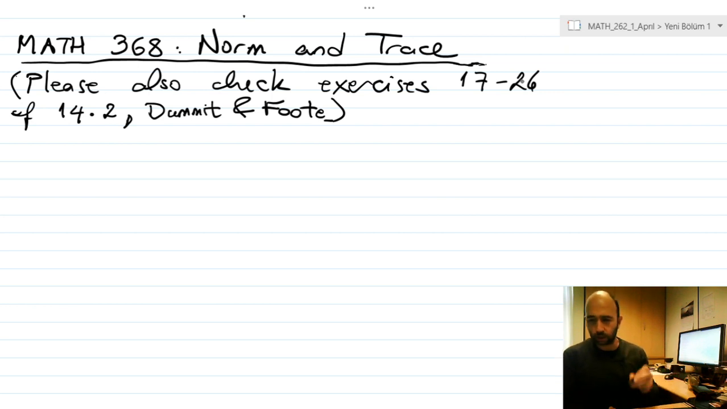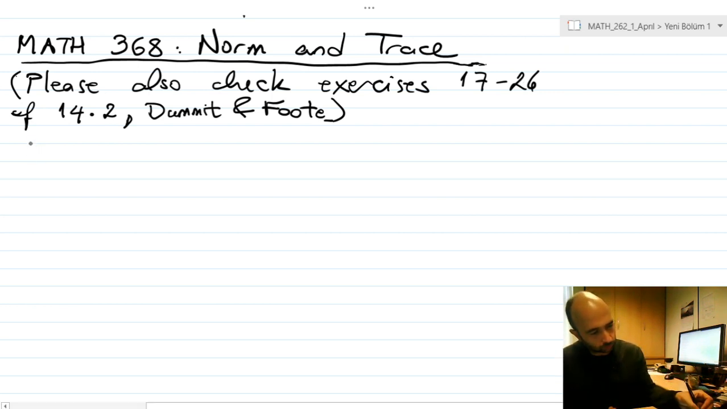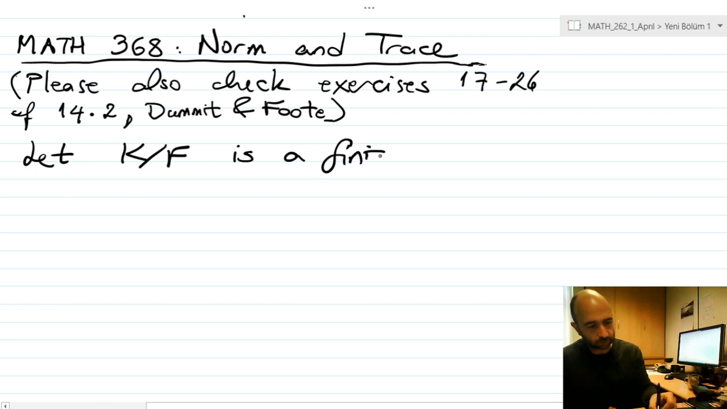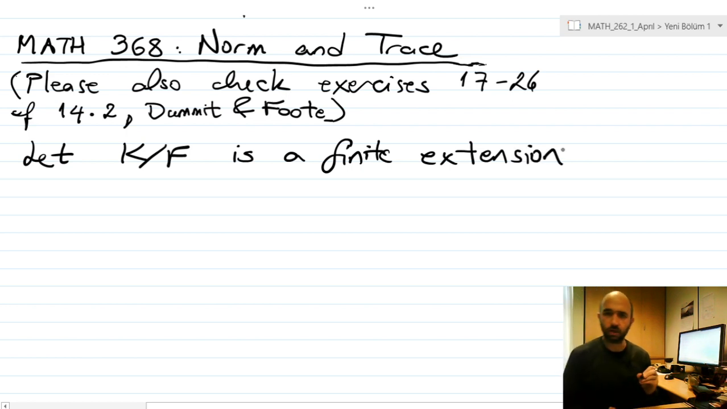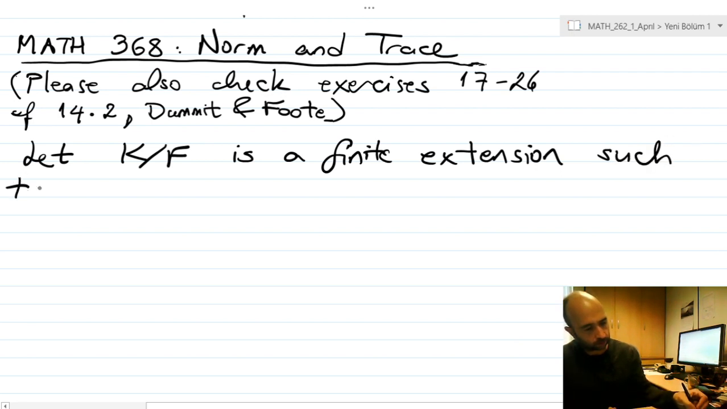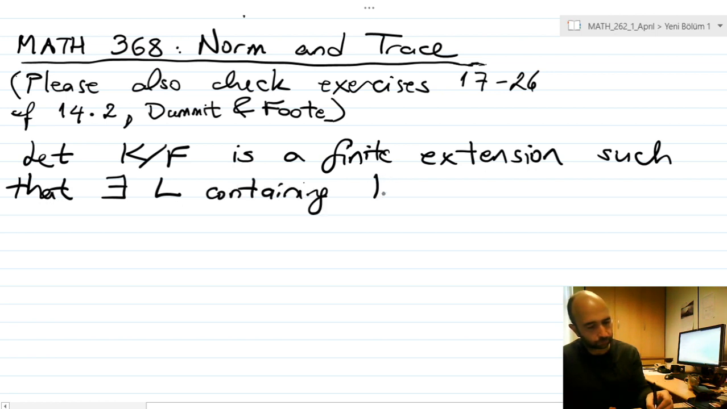So in the setup that I'll use, we'll suppose that K over F is a finite extension of fields, but not an arbitrary one, such that K is contained in some L containing K, such that L over F is Galois.